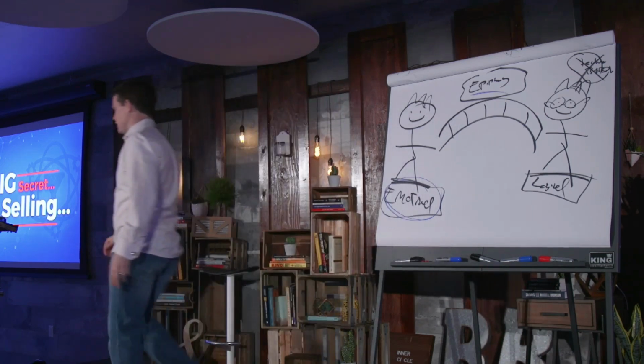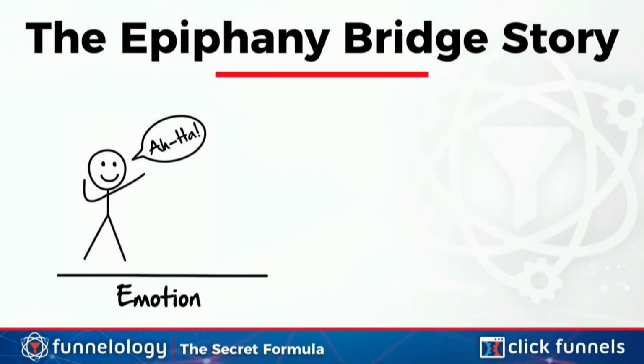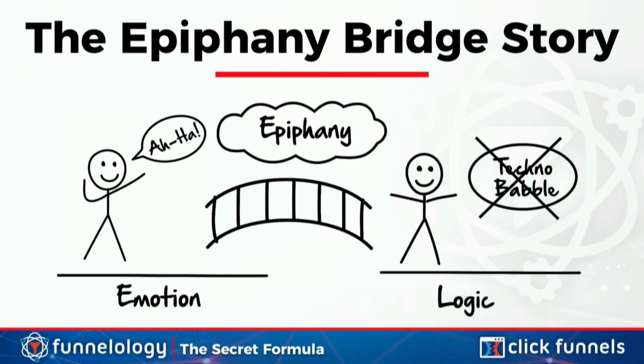So I come back to my slides here. Here's the epiphany bridge. There's our person ahead of time. They have the aha. They go on the epiphany bridge. They logically geek out. Cross out technobabble. So that's what you understand. This is the key.